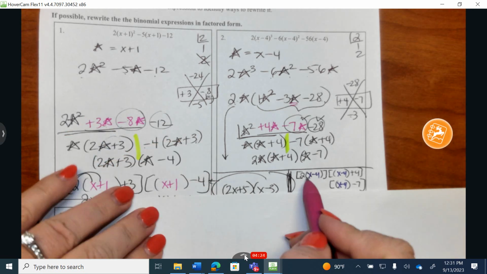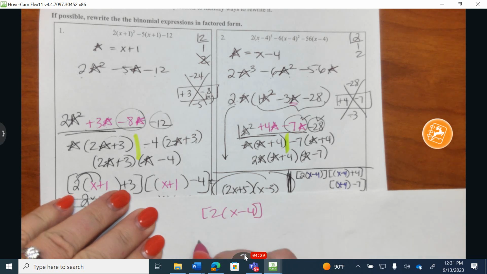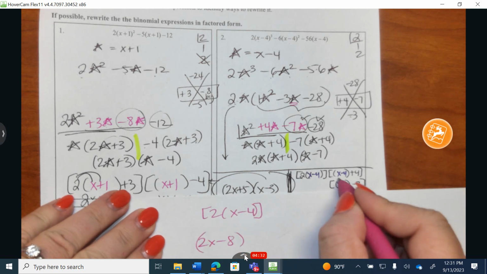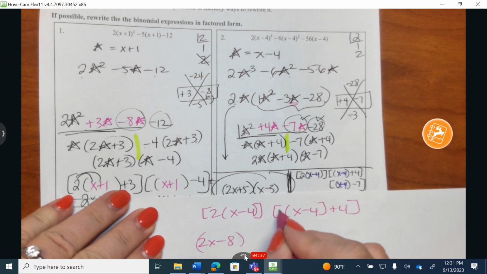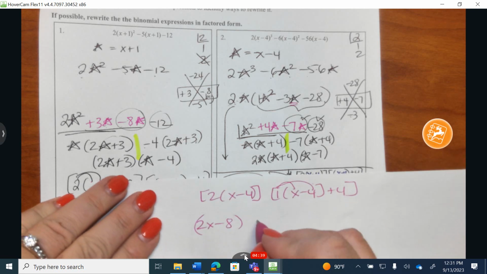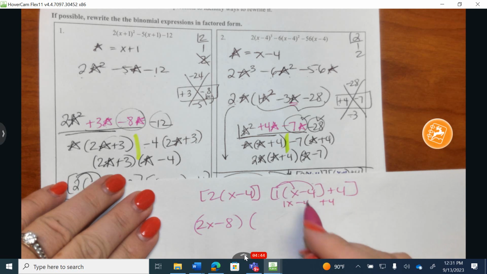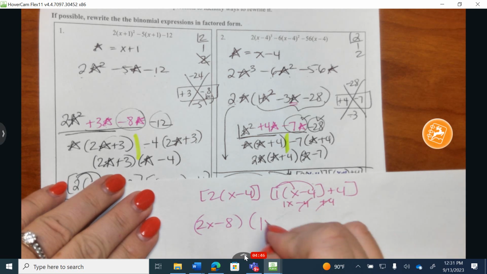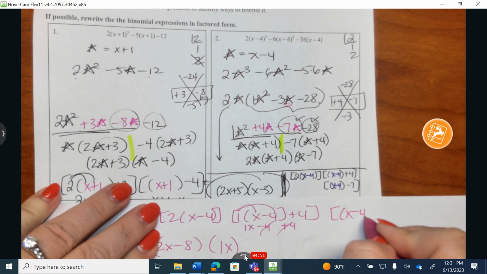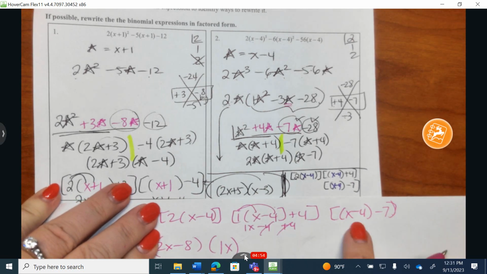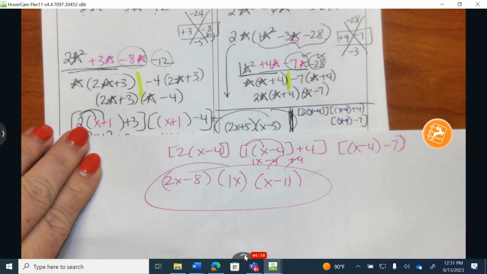Okay, so this first group, when I distribute, I end up with 2x minus 8. In the second group, there's nothing to distribute. There's just a 1. Multiplying by 1 doesn't do anything. So I end up with 1x minus 4 plus 4. And what happens to minus 4 and plus 4? They just cancel out. In the last group, I have x minus 4 minus 7. Minus 4 and minus 7 would be minus 11, and this would be my answer.